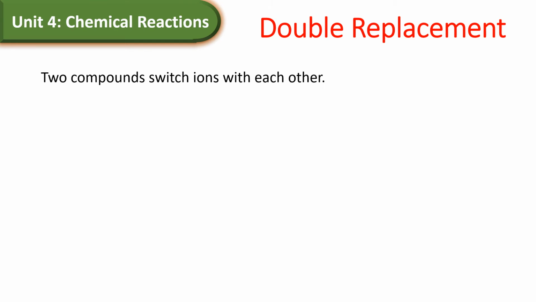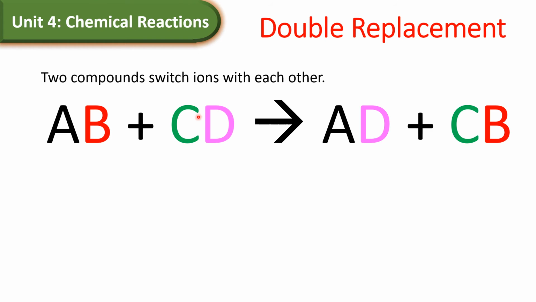Okay, next we have double replacement. Here two compounds switch or exchange ions with each other. To show this equation, it looks like this: AB plus CD to form AD and CB. So in your equation, this one and this one go together, and this one and this one also go together.